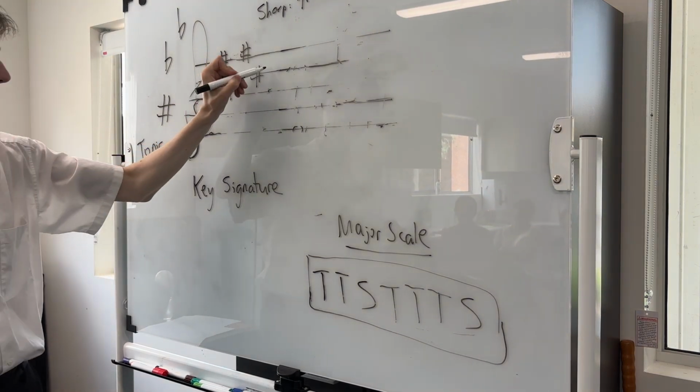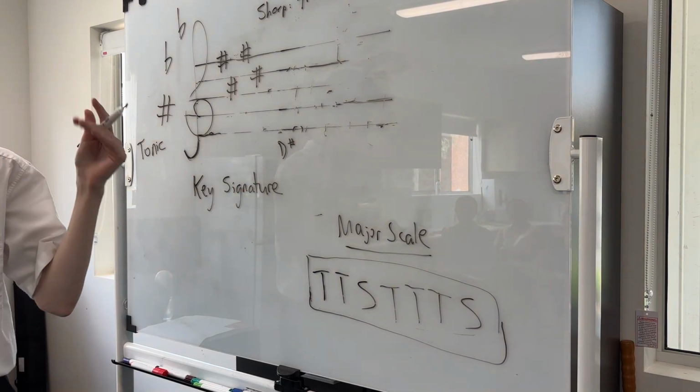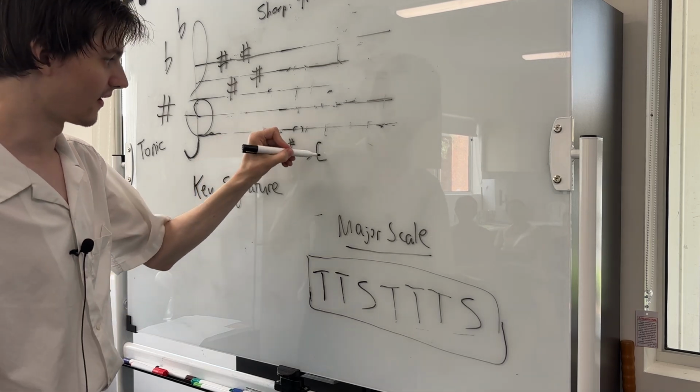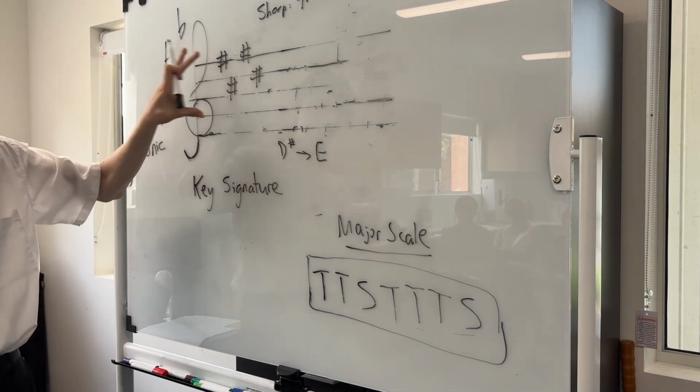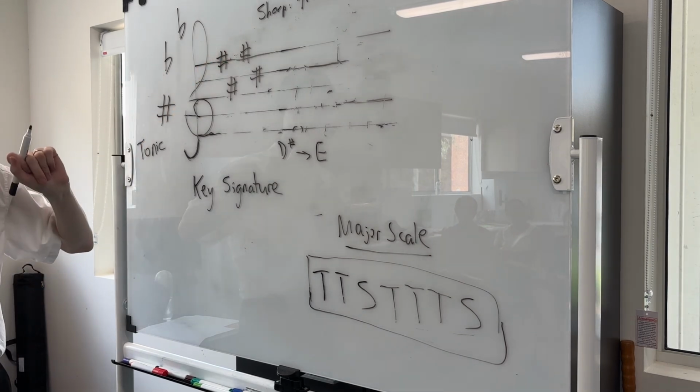So this here was a D sharp. You raise D sharp up a semitone, which gets you to E. Okay. So this is E major. This is the E major key signature.